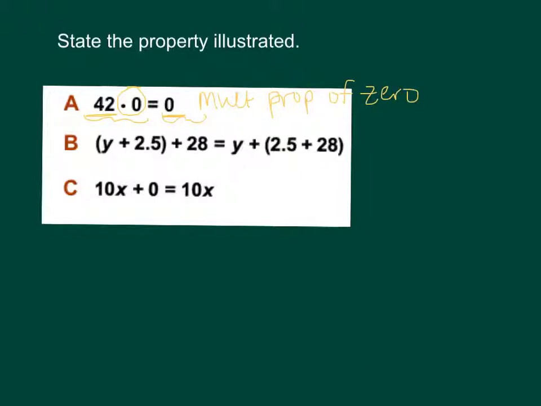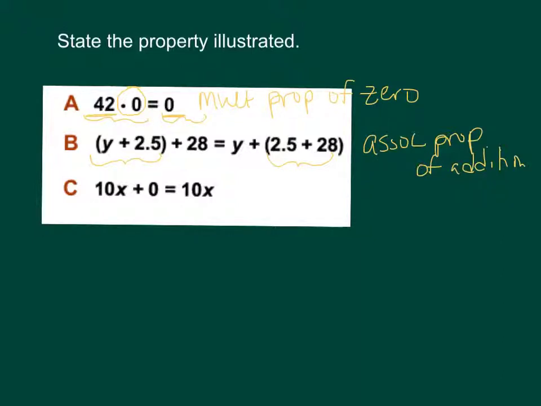All right, B. The first thing I see in this one is that it has parentheses, so I'm thinking associative property. It might be commutative, but let's check associative property. Associative property is when they change what's grouped. So in B, they're grouping y plus 2.5. And then on the other side, they're grouping 2.5 plus 28. And that changes. So this is the associative property of addition because it's adding.